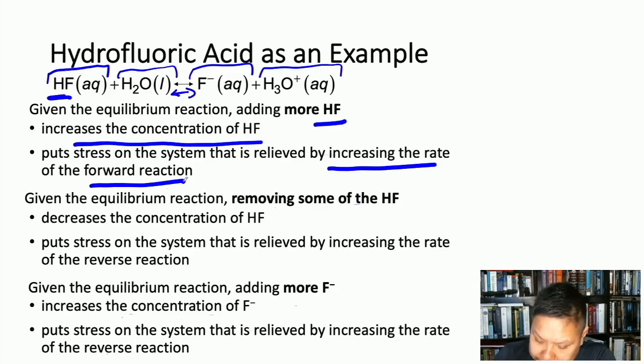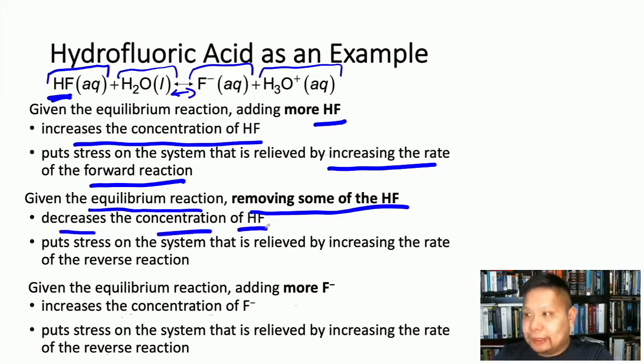Okay, so using that same equilibrium again, what happens when we remove some of the HF, some of the reactant, right? Well, that decreases the concentration of the HF, the hydrogen fluoride. What do you think is going to happen now? Well, that's simple, right? The reverse is going to happen, where the reverse reaction will increase its rate, right? So that more HF is being made, and that balances out the equilibrium.